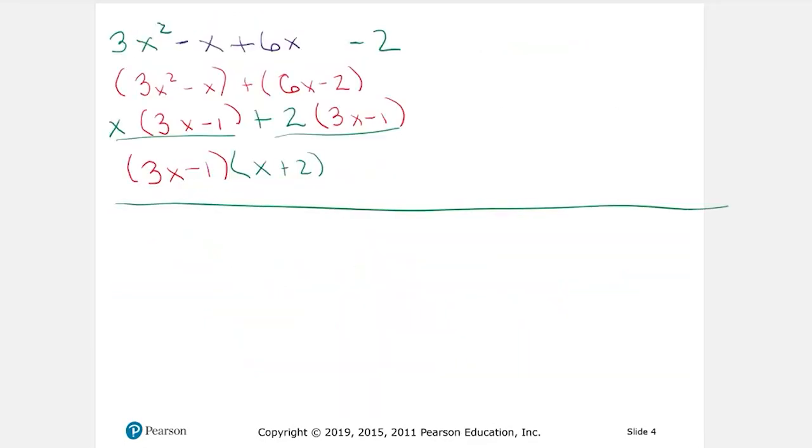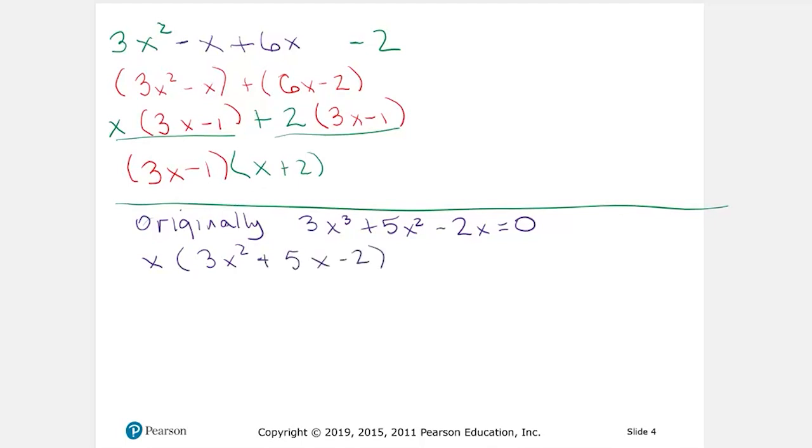So my factors of my original equation, which was originally 3x to the third plus 5x squared minus 2x equals 0. And then the first thing I did is I factored out an x, and I ended with x times 3x squared plus 5x minus 2 equals 0.